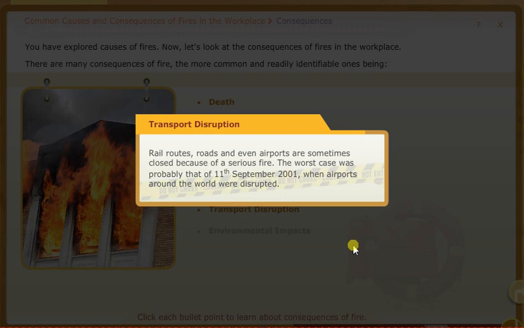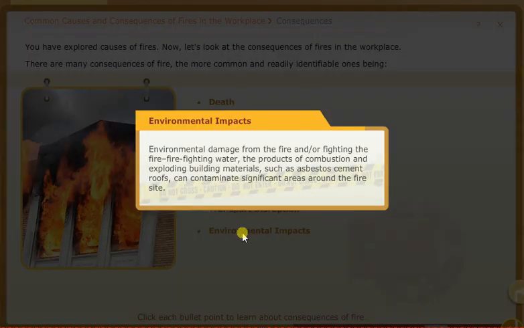Transport disruption. Rail routes, roads, and even airports are sometimes closed because of a serious fire. The worst case was probably that of 11 September 2001 when airports around the world were disrupted. Environmental impacts. Environmental damage from the fire, or fighting the fire, or both, firefighting water, the products of combustion, and exploding building materials such as asbestos, cement roofs, can contaminate significant areas around the fire site.